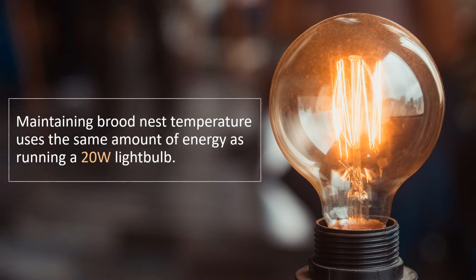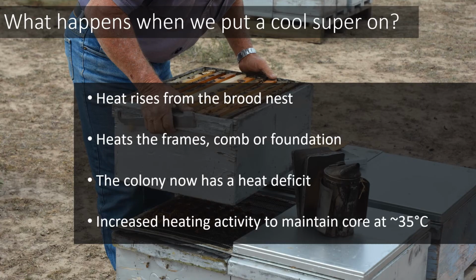So I wanted to ask a couple of questions, having defined the parameters of temperature. The first was, what happens to a beehive when we put a cool or a cold super on top? Well, a number of things. First, the heat rises up from the brood nest, and this heat will start heating up the cooler frames and comb or foundation. And the colony beneath now has a heat deficit. And they can't basically move up to take advantage of this because above them is cold, there's no stores, there's no brood, and normally there's a queen excluder preventing the whole colony moving up.